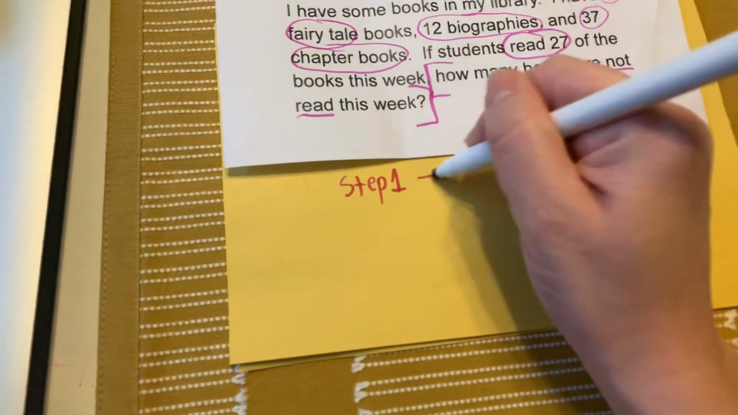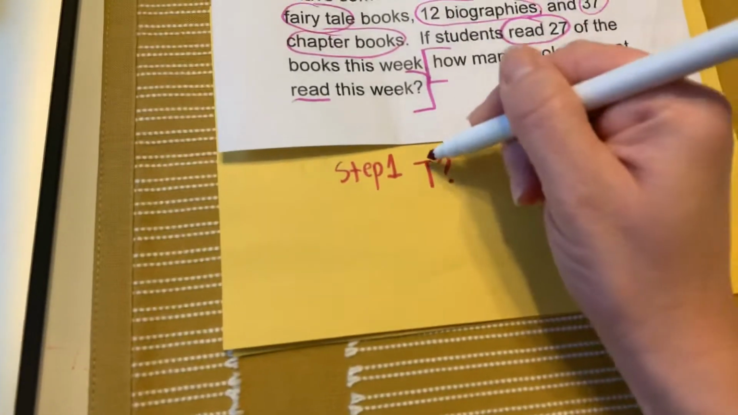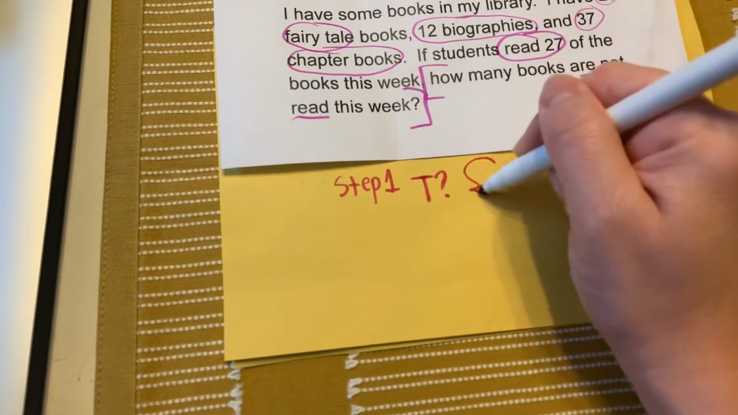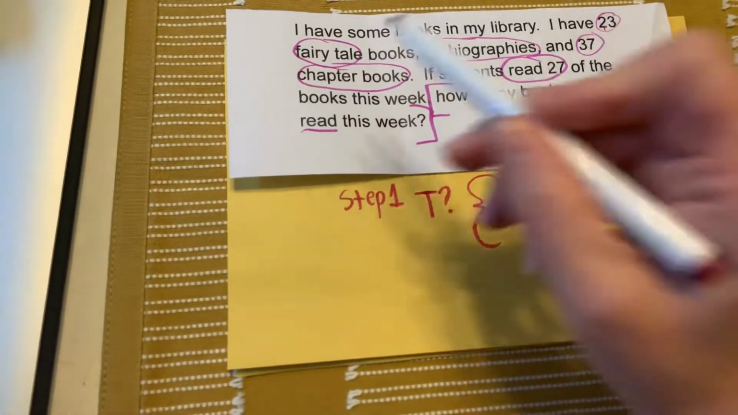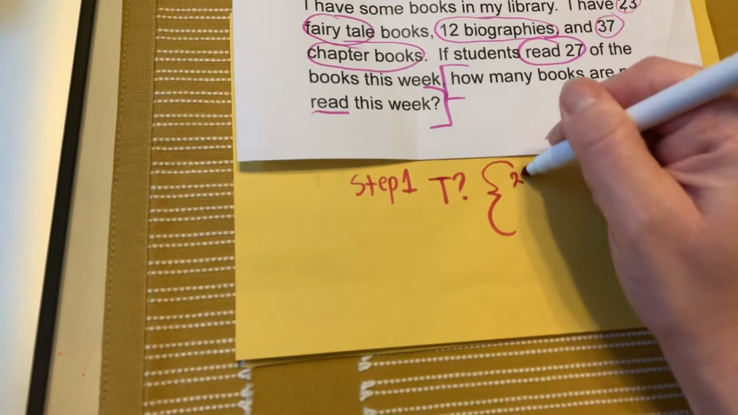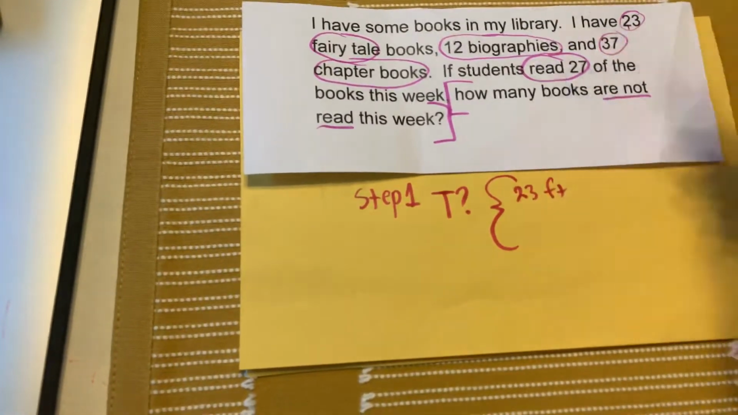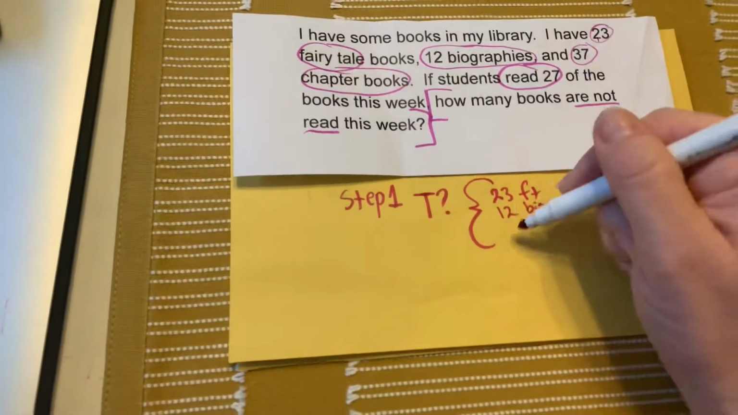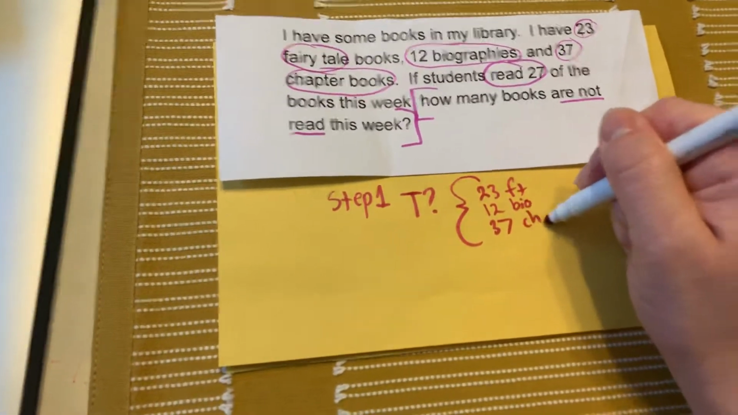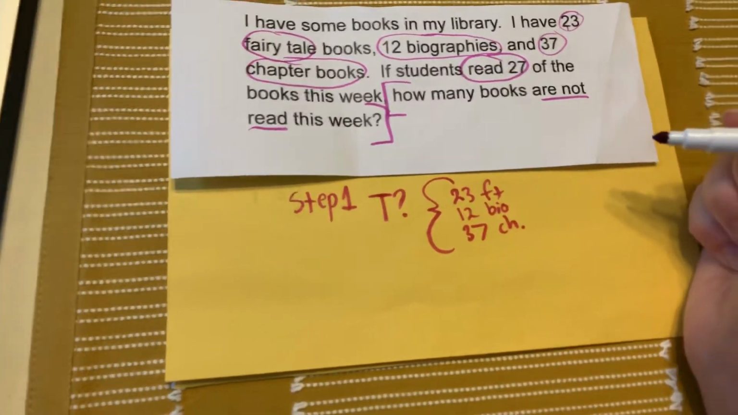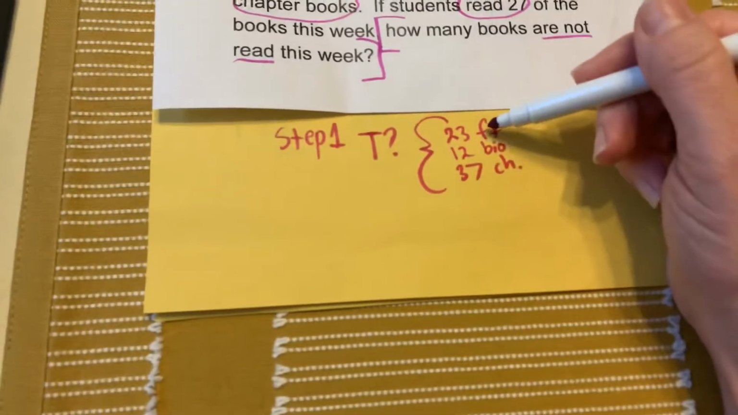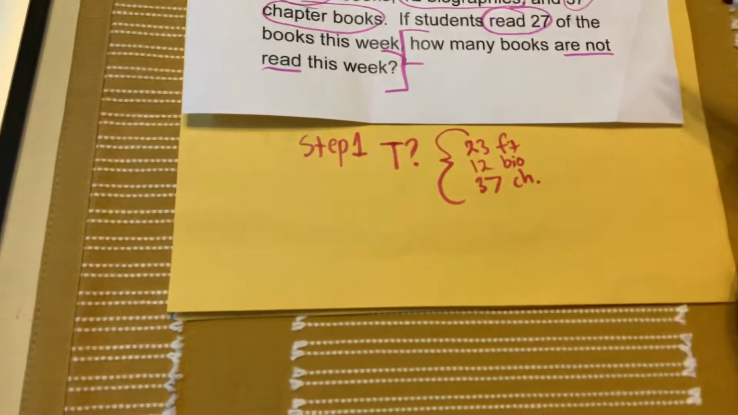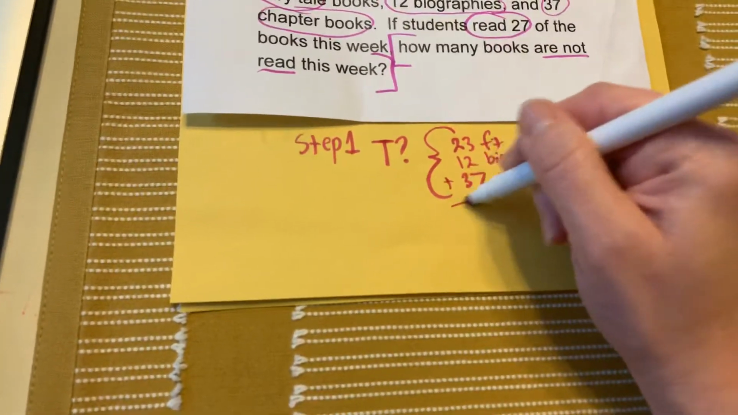So, total, I don't know. I don't know what the total is. But I do know I have 23 fairy tale books, 12 biographies, and 37 chapter books. So, step one, if I add up all three categories, I should get a total. So I'm going to do that.